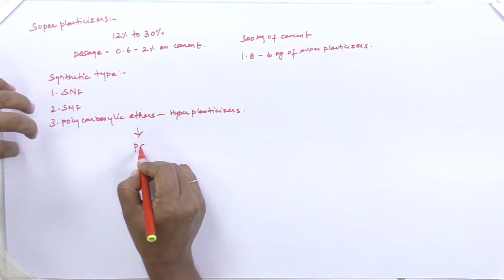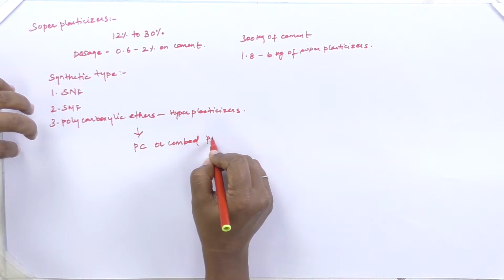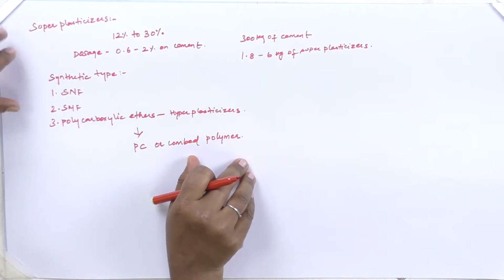It is also called PC or combed polymer. So these superplasticizers, plasticizers, hyperplasticizers are made up of polymers, that is, n number of links repeating, and how the dispersing action is induced because of those links, we will be discussing in the mechanism part. Now we are just seeing the structure of the chemicals, how these chemicals will look like: lignosulfonates, SMF, SNF, polycarboxylic ethers. In the mechanism part, I will tell you how this structure influences the dispersing action.